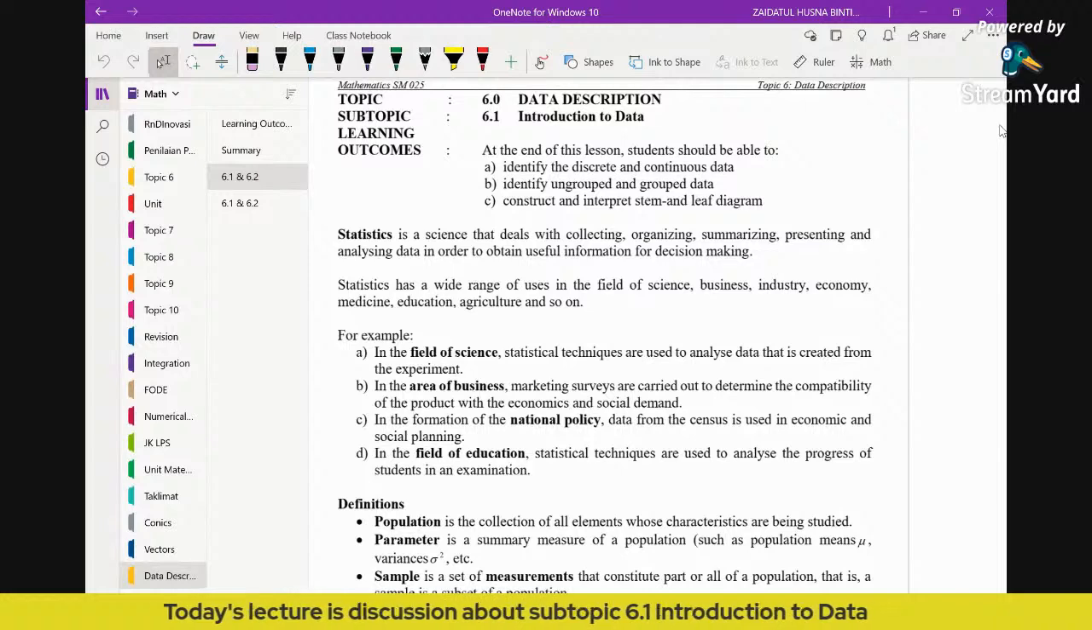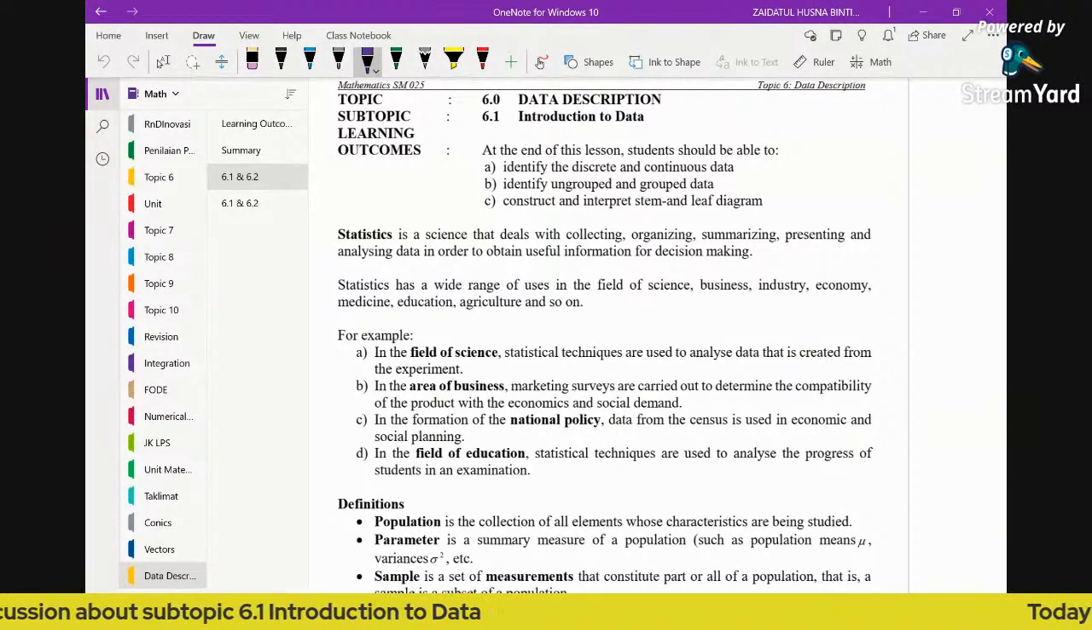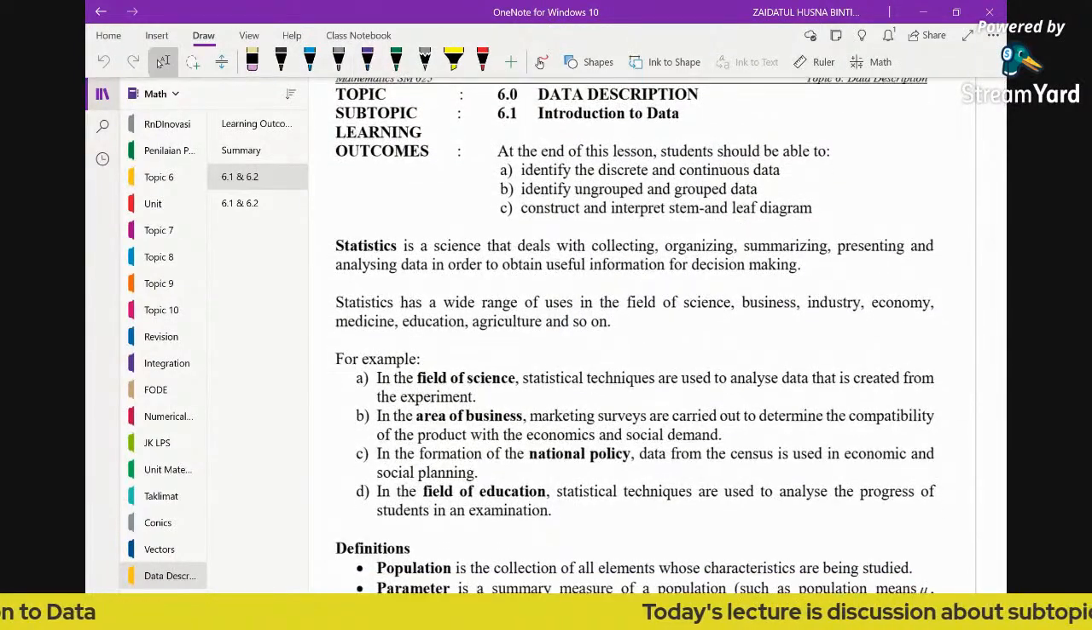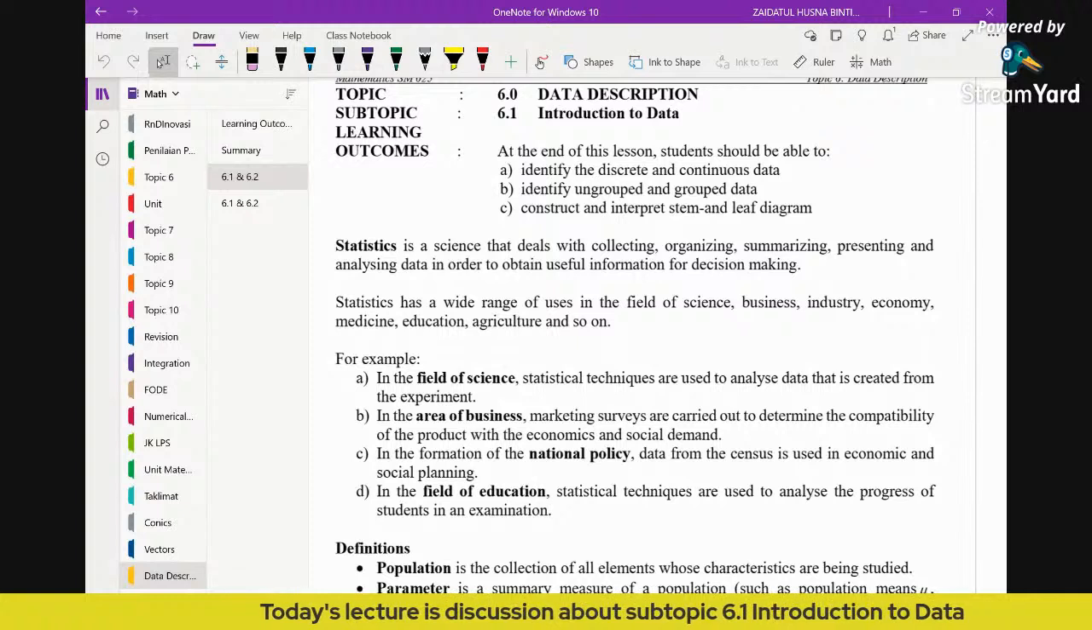All right. So now 6.1. Let us discuss these learning outcomes. The beginning of this topic 6 is all about statistics. From topic 6, data description, followed by topic 7, permutations and combinations.